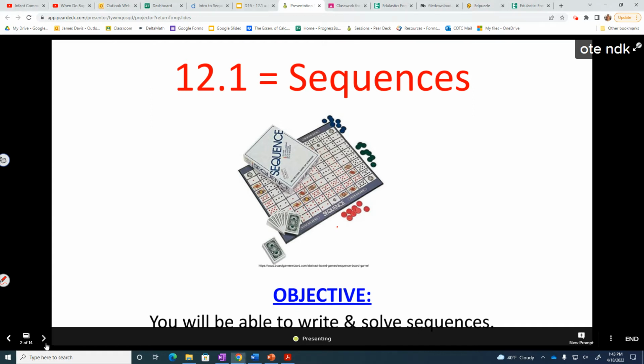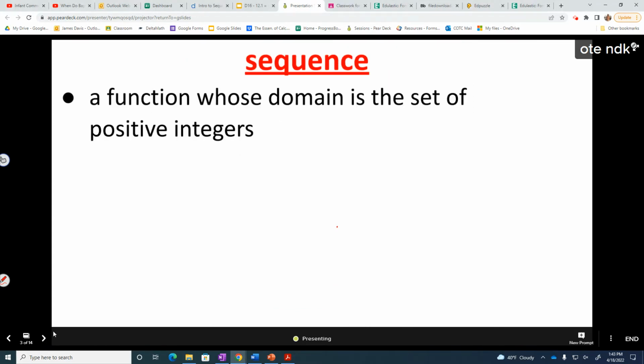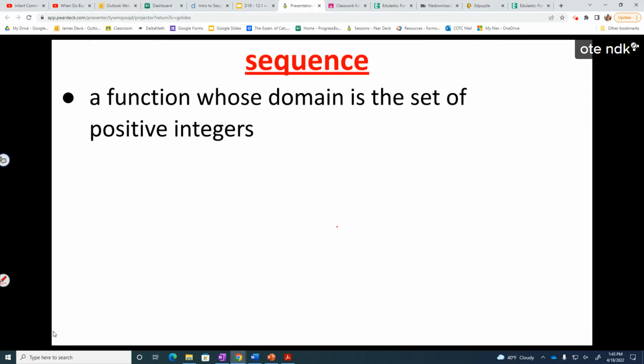So let's start with what a sequence is. You don't have to know the definition, but I'm going to explain to you what a sequence is first. Most of the time we're going to be either writing the first 5 terms of the sequence, or we're going to be given 5 terms and we've got to come up with a formula for the sequence. So a sequence is a function.